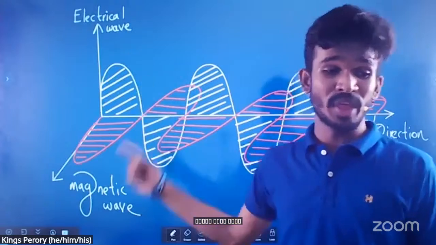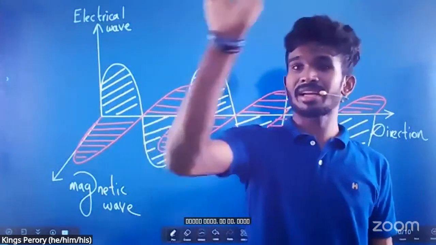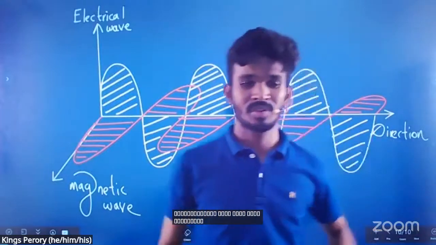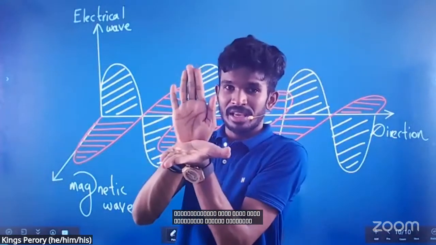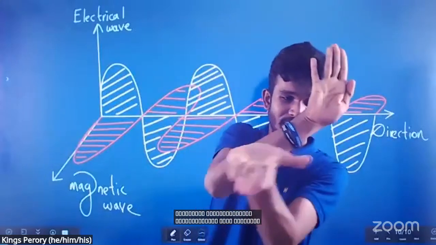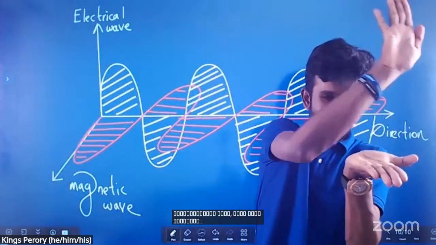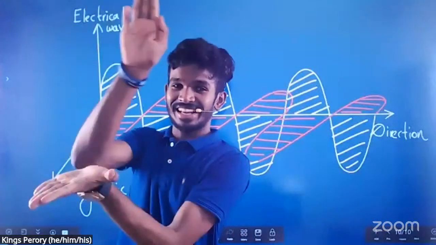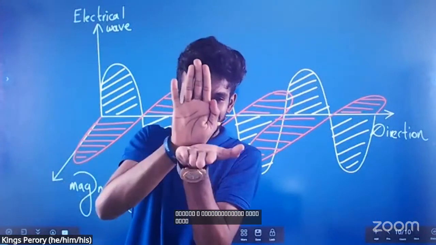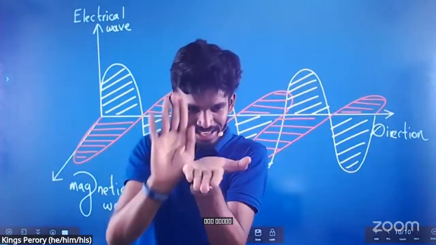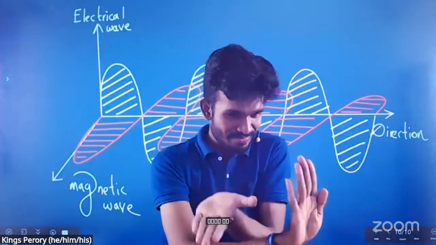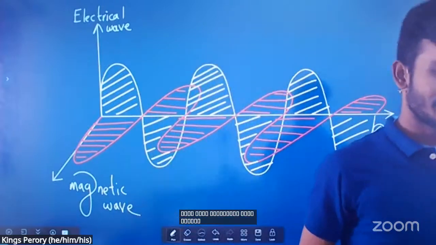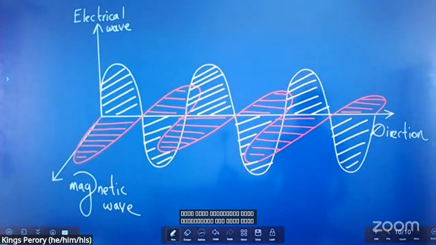And can you see both are perpendicular? Electrical wave like this, magnetic wave like this. So both are perpendicular. Electrical wave like this, magnetic wave like this. Now down like this, magnetic like this. Blur the eye. See, get the idea into the mind.